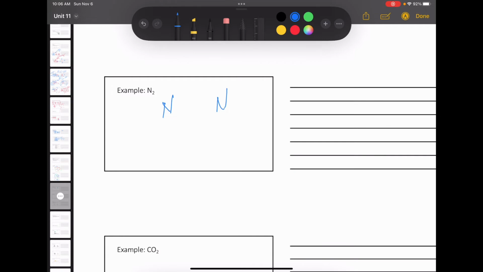How many valence electrons for the nitrogen? Nitrogen will have 5 valence electrons, correct? Because it is part of group 5 in the periodic table. So I'll have 1, 2, 3, 4, and 5 valence electrons. Likewise on the other one, 1, 2, 3.